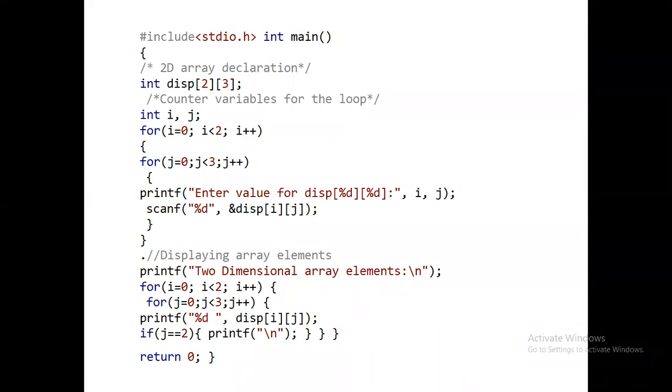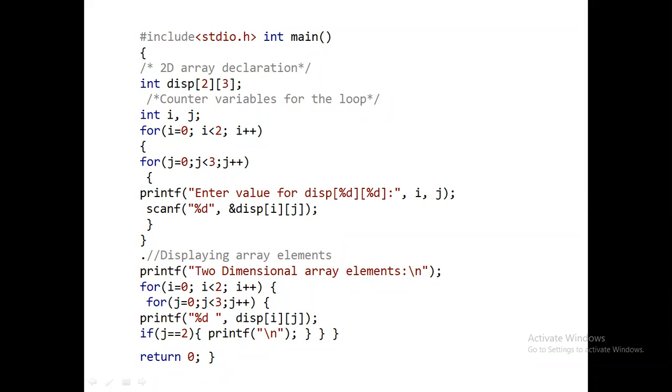So by initializing the whole array, I can write a loop: for i is equal to 0, i less than 2, i plus plus, j is equal to 0, j less than 3, j plus plus. Enter the value for display. So percentage d, display, scanf. That is, I will be taking the values by using scanf and starting from display 0 comma 0.